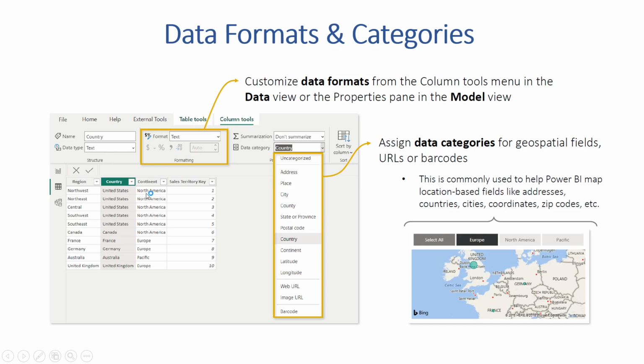And this is the category. Category basically assigns data categories to fields such as geographical fields, URL, or barcodes. This is commonly used to help Power BI map location based fields like address, countries, cities, coordinates, zip code, etc. So let's jump on Power BI and do data formatting.